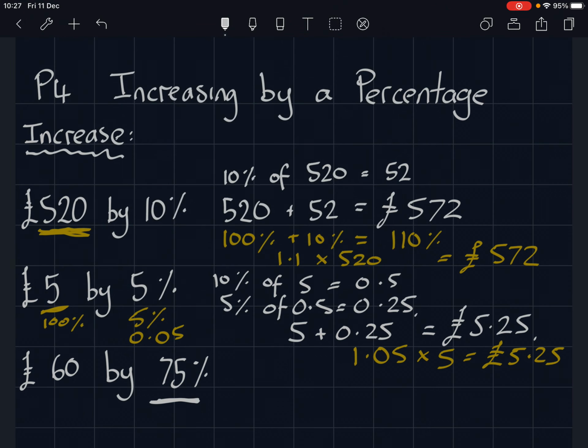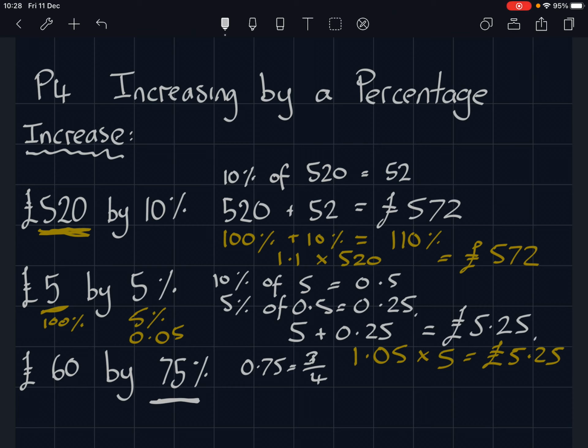So £60 increased by 75%, and there's a couple of ways we could do this. We could half it, and find 50%, and we could add on 10% and another 10% and another 5%, or we could do a 25%. But 75% is a common number, and 75% or 0.75 is equal to three quarters. So I'm going to find 3/4 of 60.